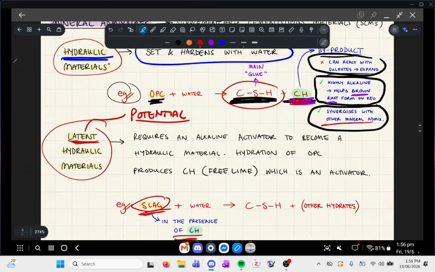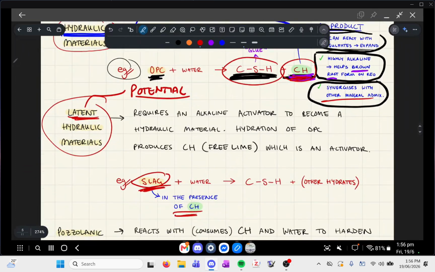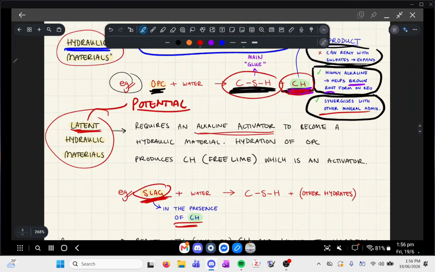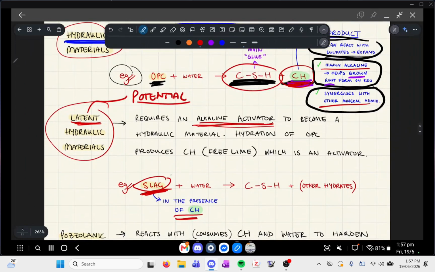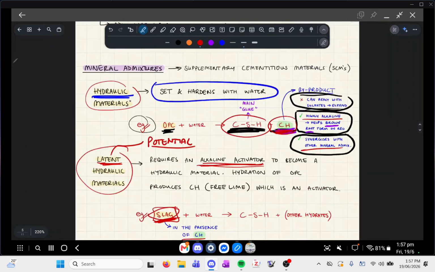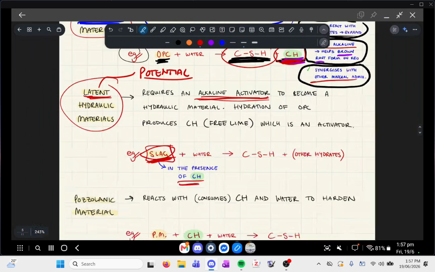Okay, so this byproduct, which came from OPC and water, can activate slag to also become a hydraulic reaction, or it can activate it for it to become a hydraulic mineral. It's called an alkaline activator because we mentioned CH is highly alkaline, which helps the brown rust layer form on the rebar, but it also produces this alkaline environment, which allows for slag and other similar mineral admixtures to basically activate and then undergo their hydraulic reaction, okay?